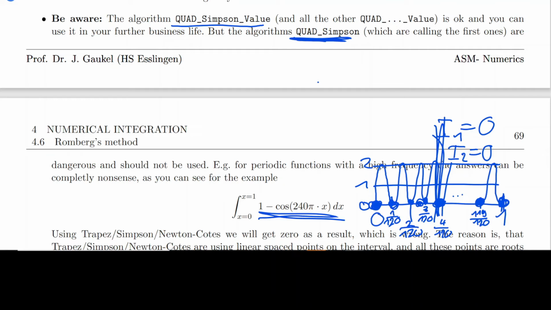But that's not true. Our function is positive most of the time and is never negative. So the true integral value is not 0, but in that case it's 1, I think. And so this is a catastrophic result.